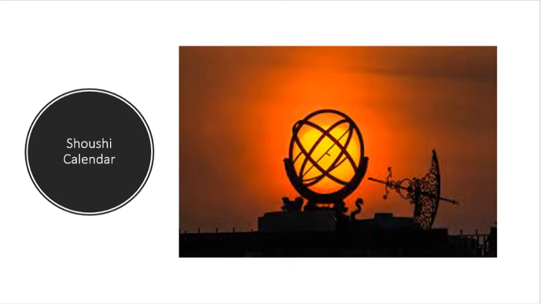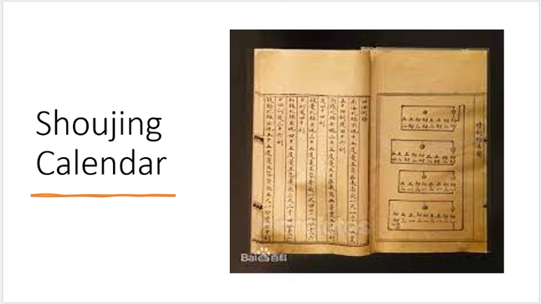The Shouxi calendar was widely regarded as the most accurate calendar in the world at the time. As a testament to its success, it continued to be used for 363 years, making it the longest-serving official calendar in Chinese history.